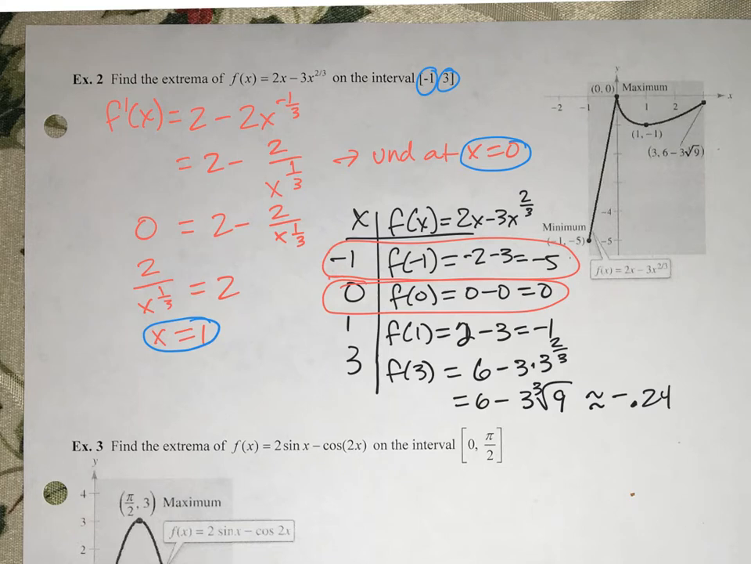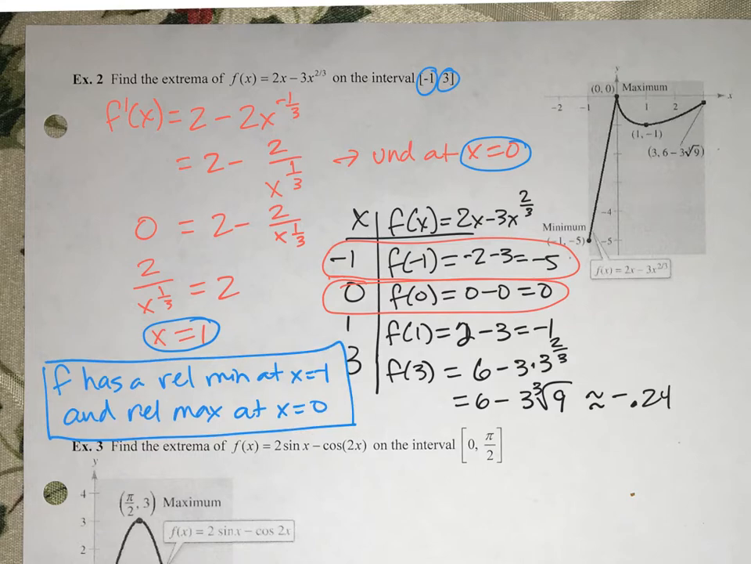So to answer the question, we will say that our function f has a relative min at x equals -1, and a relative max at x equals 0.